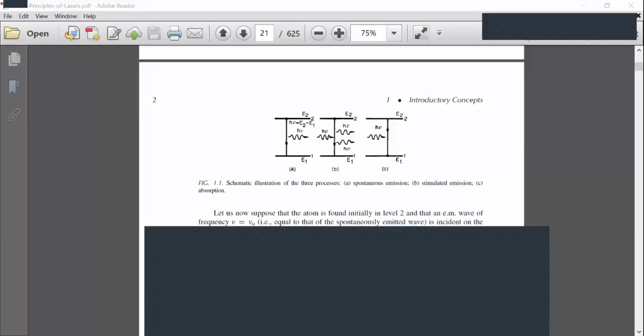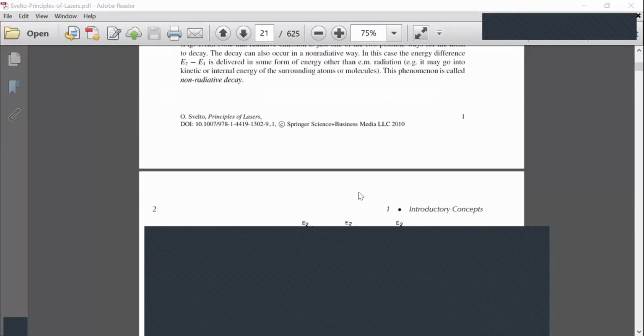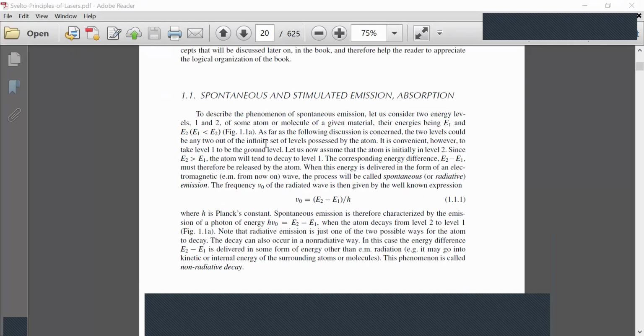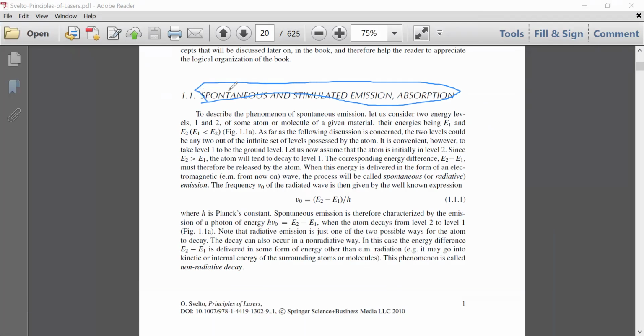So let's start with the topic of our interest. Our interest is in understanding stimulated emission. There are three basic concepts in this chapter. First one is spontaneous emission, second is stimulated emission, and third is absorption.